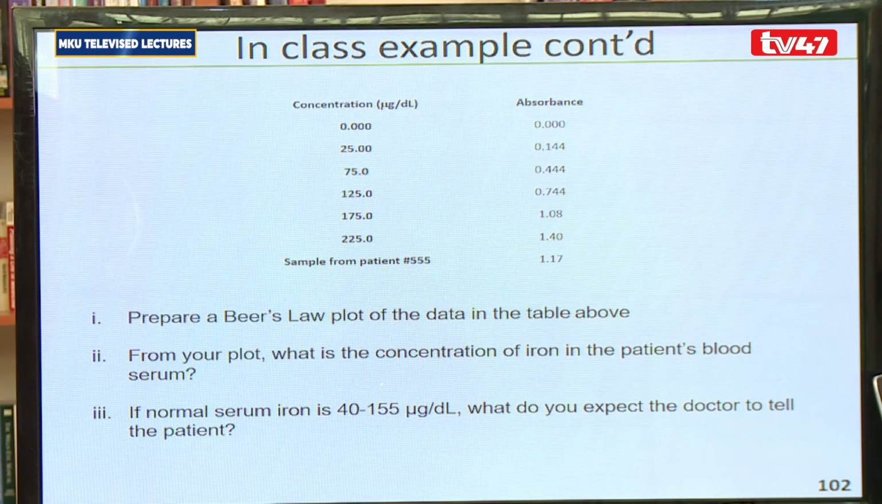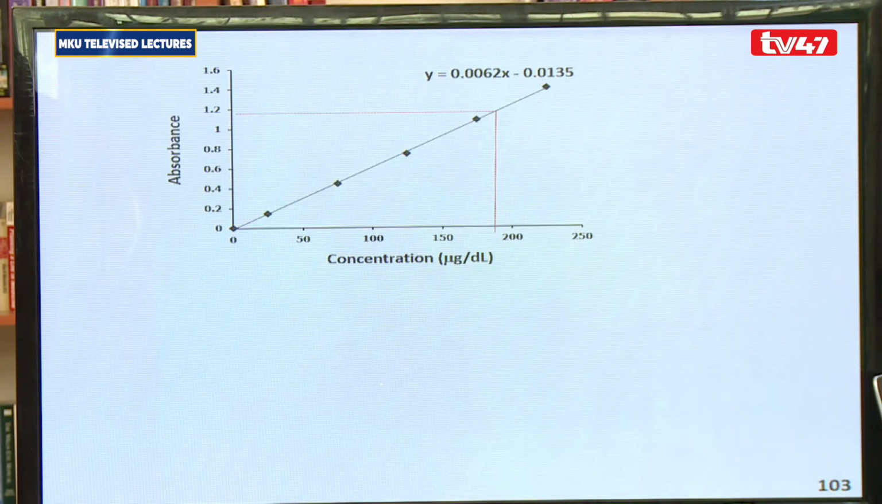And then the question requires you to think of the advice the patient is likely to be given by the medical doctor based on how much iron is determined from his or her blood sample. So we go ahead and do a computer-generated plot. We have absorbance against concentration, and we have the trend line. The equation of the line is y equals 0.062x minus 0.0135.